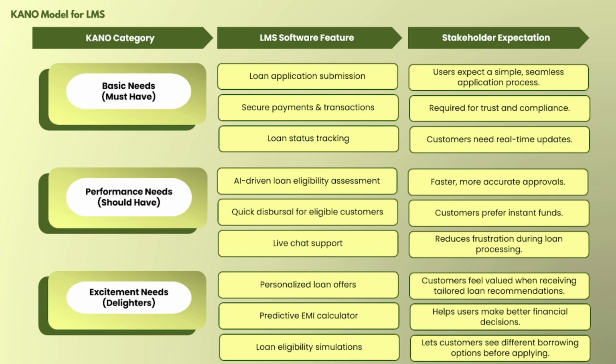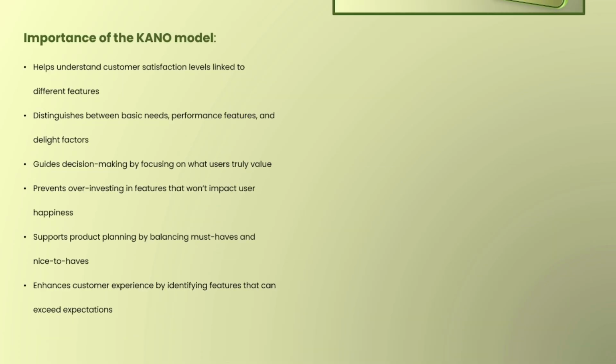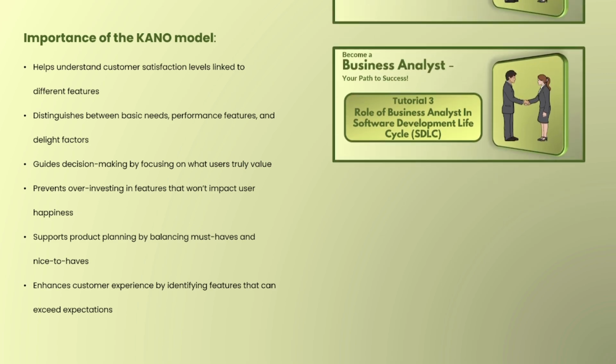So in this way, we can say that a loan management system can be categorized as per requirement prioritization using the KANO method. I hope now you have a better idea of what the KANO method is, and this is one of the most favorite and popular methods in the industry. And let's check the importance of the KANO model now.